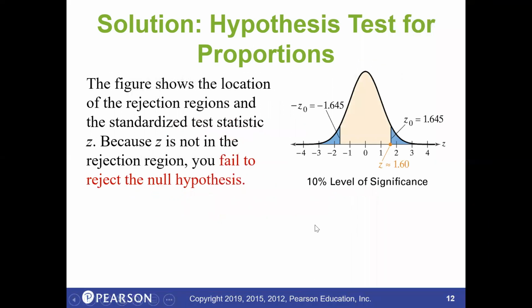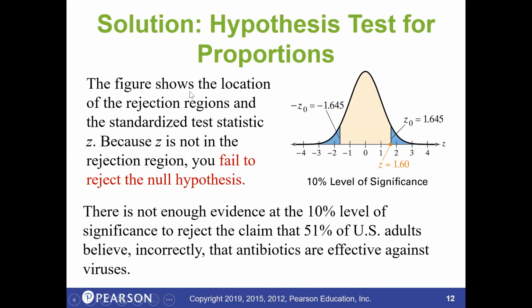There it is. Let's go for it here. So here's what we've got. Rejection region starts at 1.645. We are at 1.60. So we fail to reject the null hypothesis. So there's not enough evidence at the 10% level to reject the claim that 51% of US adults believe that antibiotics are effective against viruses. Okay, boom.